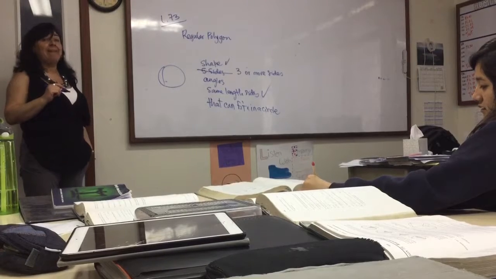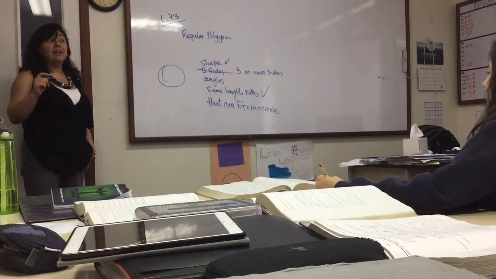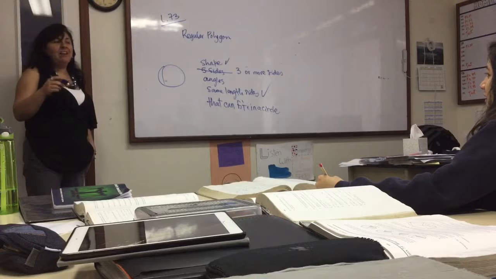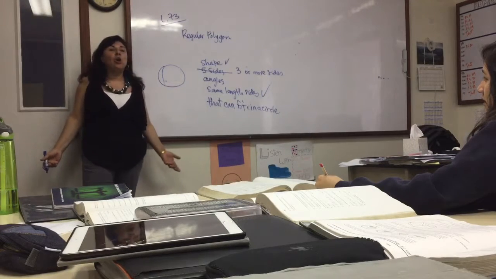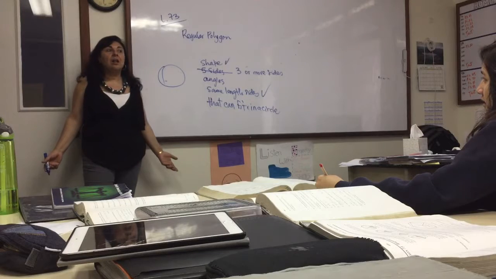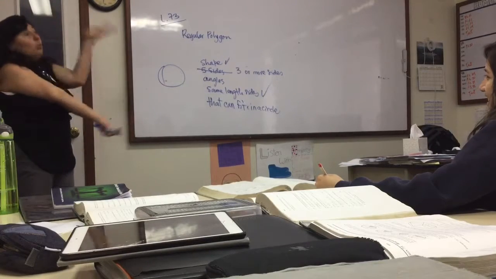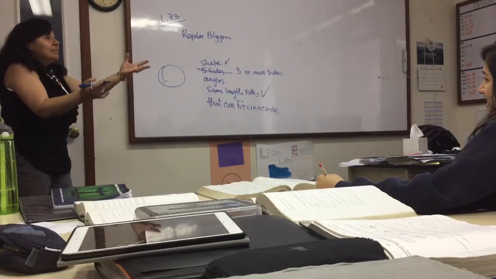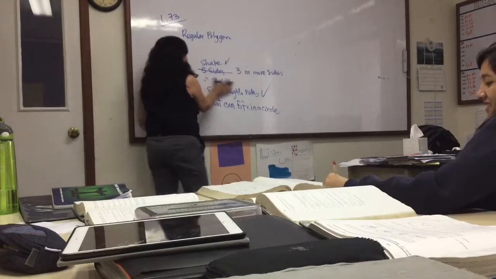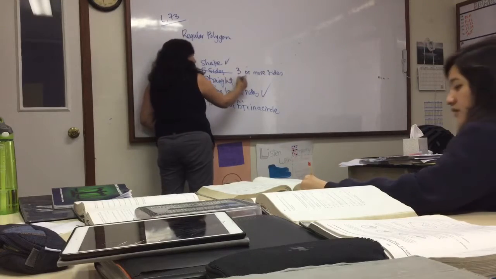What else does it have to have? If it's got angles, it's got to have something. Guys, if it's got angles, how do you make an angle? How do you make an angle? With two lines. With two what type of lines? Straight lines. Made of straight lines.